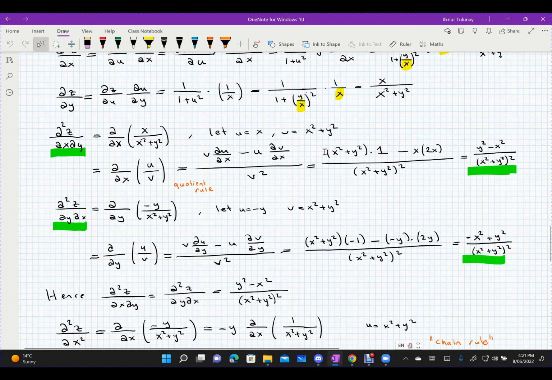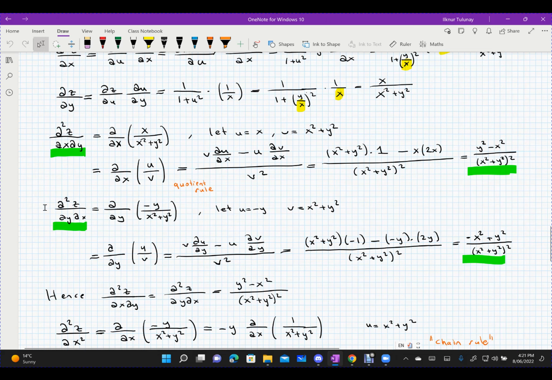So v will be x squared plus y squared, minus, so du dx will be 1, minus u, which is just x, times the derivative of v with respect to x, which will be 2x. Divide by v squared, which is x squared plus y squared, squared. Simplifying this expression, x squared plus y squared minus 2x squared will give us a minus x squared, and we have a y squared here, divided by x squared plus y squared, squared.